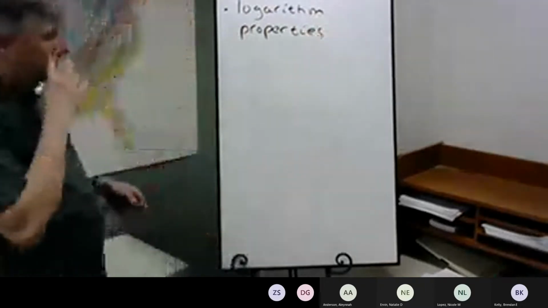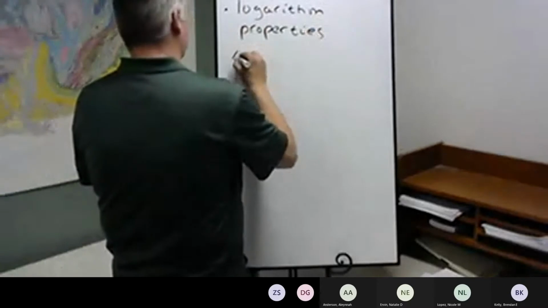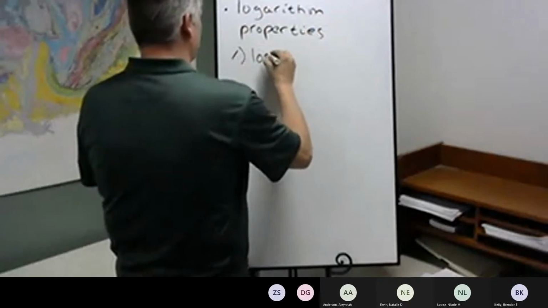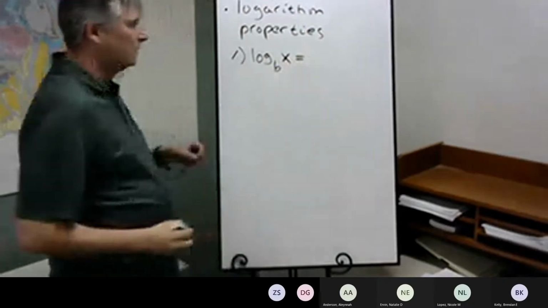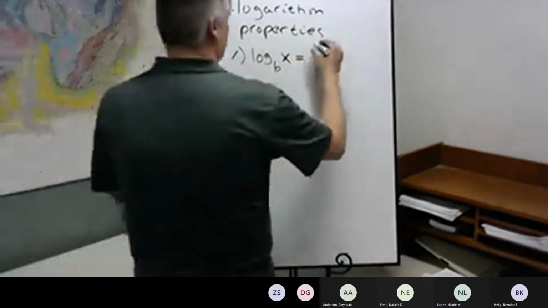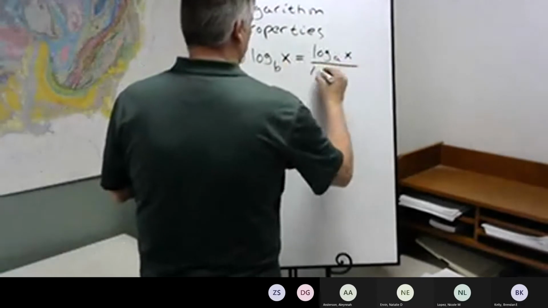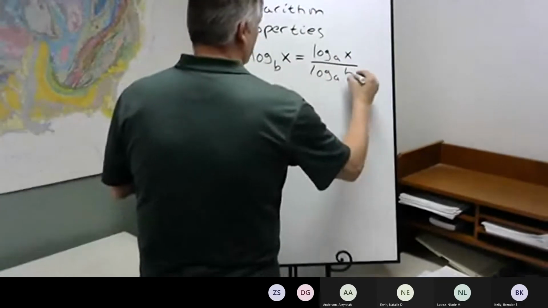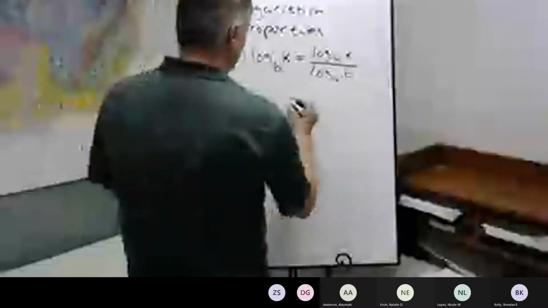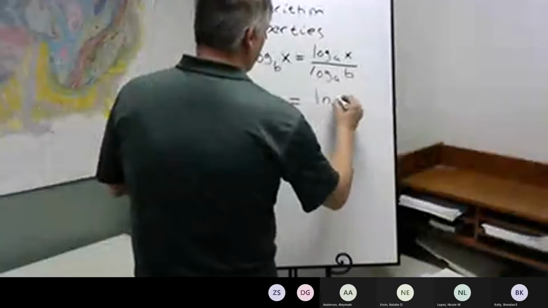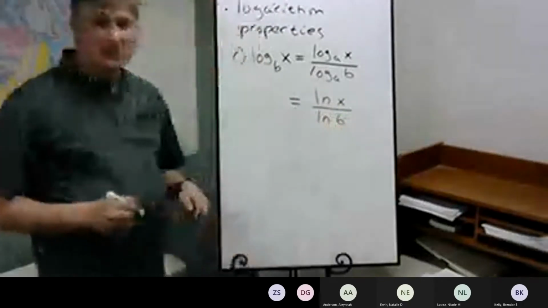So logarithm properties. A really important one. Log base b of x, you can rewrite it as log base a of x over log base a of b, or how they express it in the book. You could also say the natural log of x over the natural log of b.